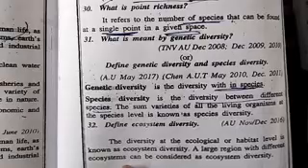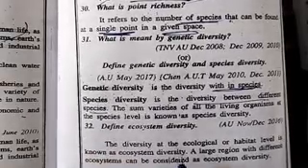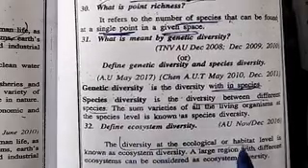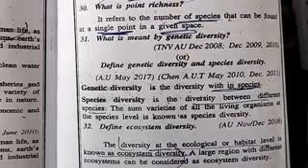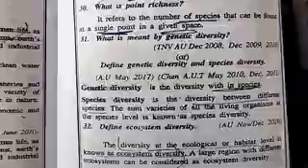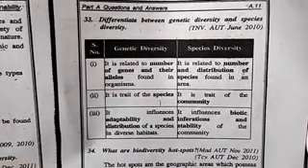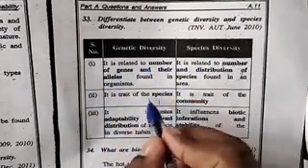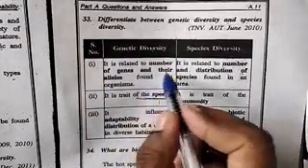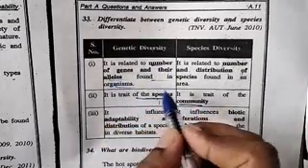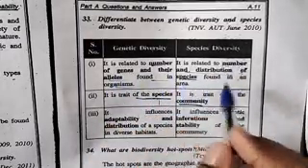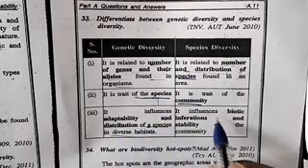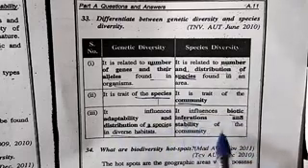Next, define ecosystem diversity. Diversity at the ecological or habitat level is called ecosystem diversity. Differentiate between genetic diversity and species diversity. Genetic diversity is a trait of species, about the number of genes and their alleles found in an organism. Species diversity is about the number and distribution of species, their adaptability and distribution in diverse habitats. It influences biotic interaction and stability.